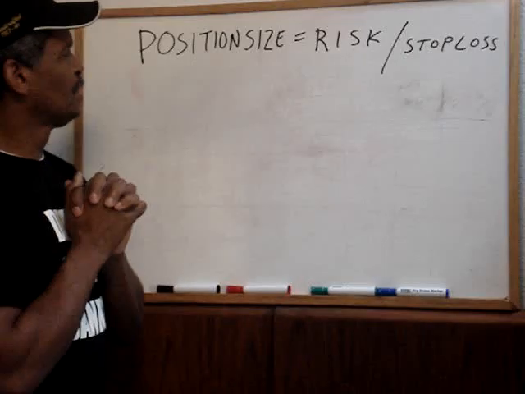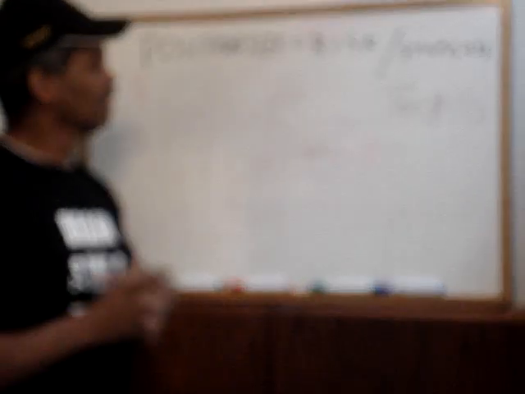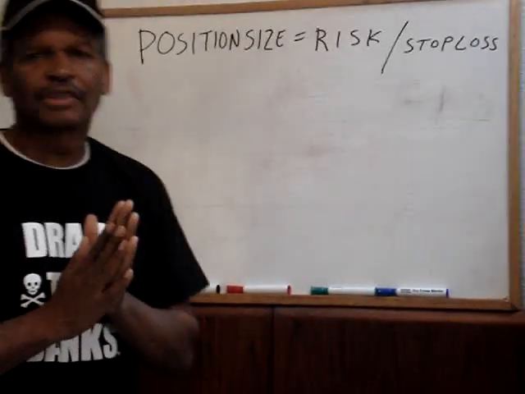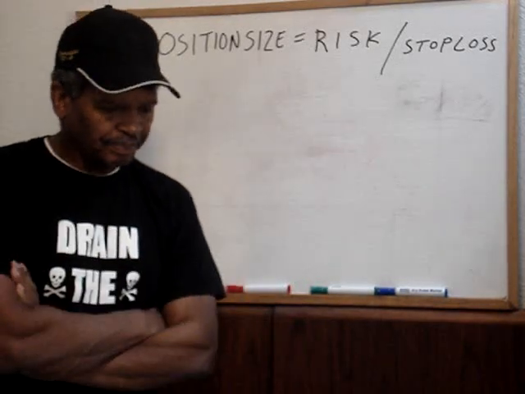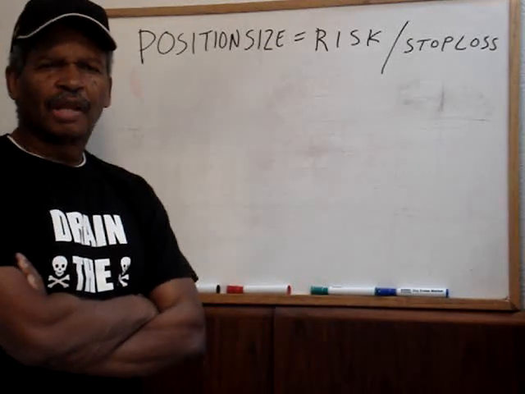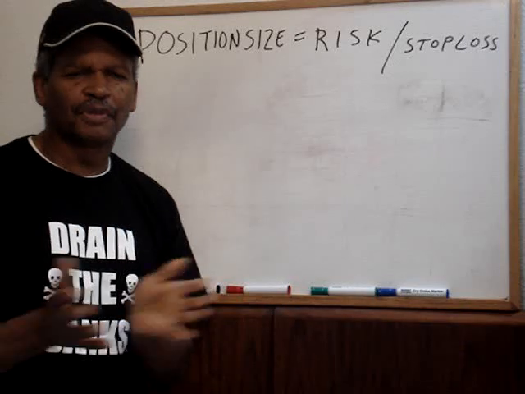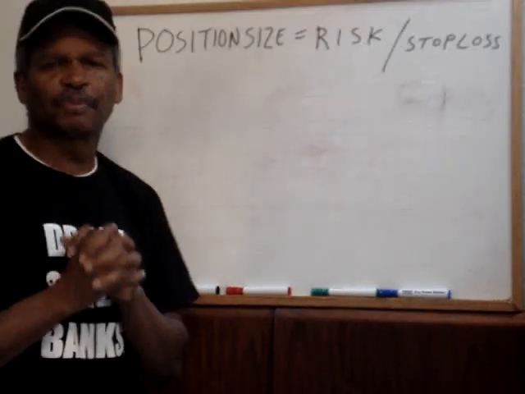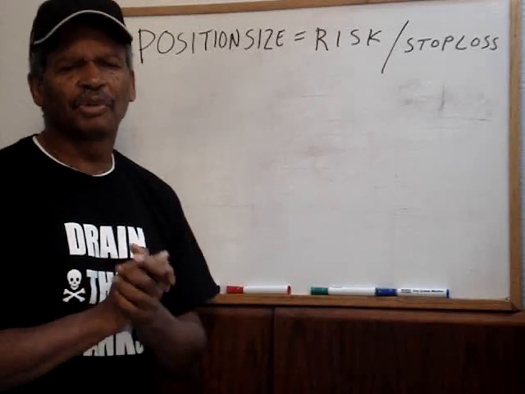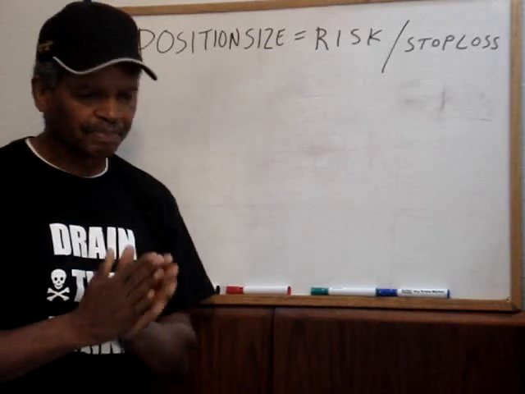Let's talk about position size. I'm sure you've seen the equation: position size equals risk divided by stop loss, where most of the time traders believe that you shouldn't risk more than 2% of your account. Some people think it should be 1%. Some people think it should be 0.5%. So on any one trade, the most you can lose is that risk amount.